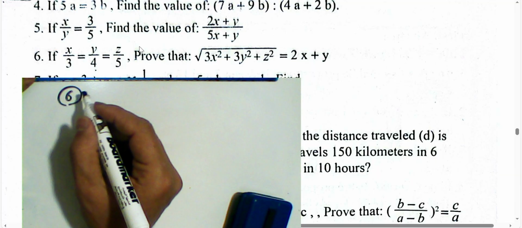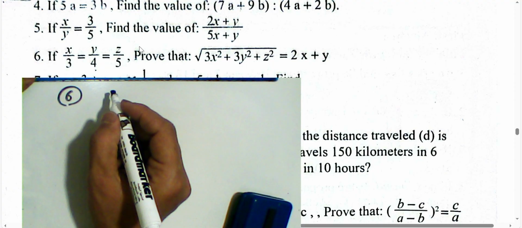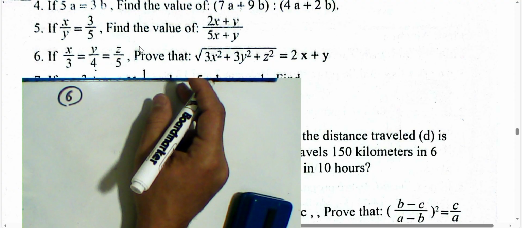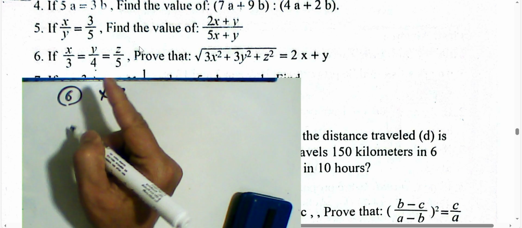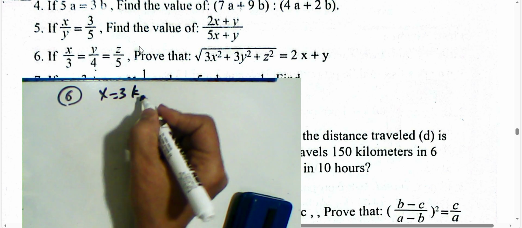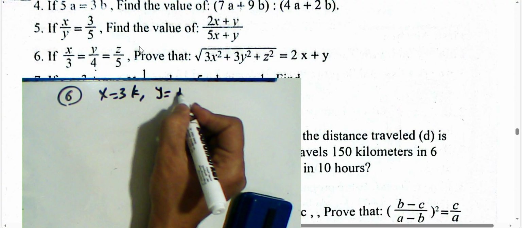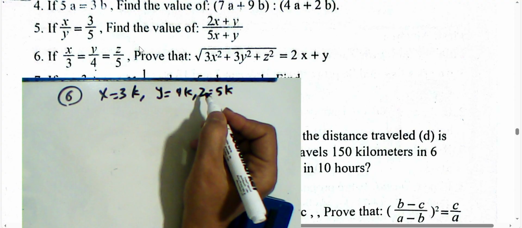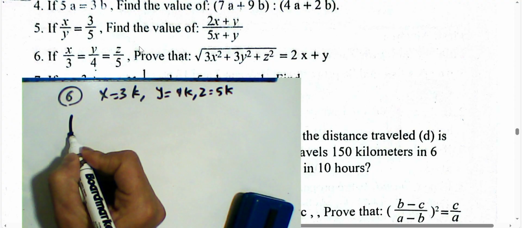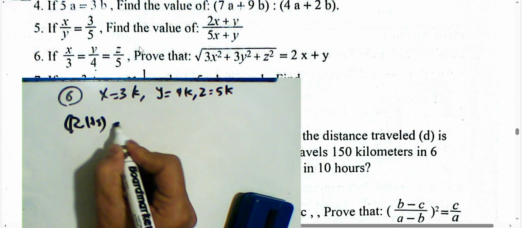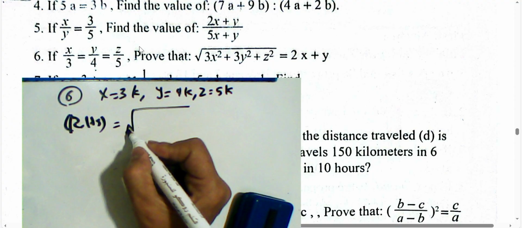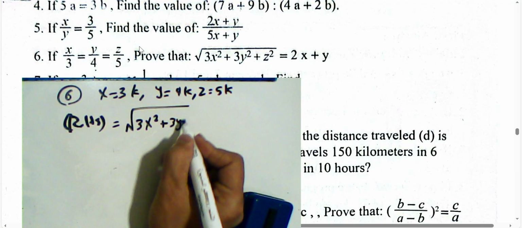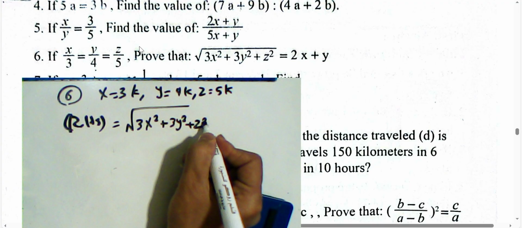If x over 3 is equivalent to y over 4 is equivalent to z over 5, prove that this expression's left hand side equals the right hand side. First step, we can write the value of x will be 3k, the value of y equals 4k, and the value of z is 5k. Then we can write the right hand side: square root of 3x power 2 plus 3y power 2 plus z power 2.